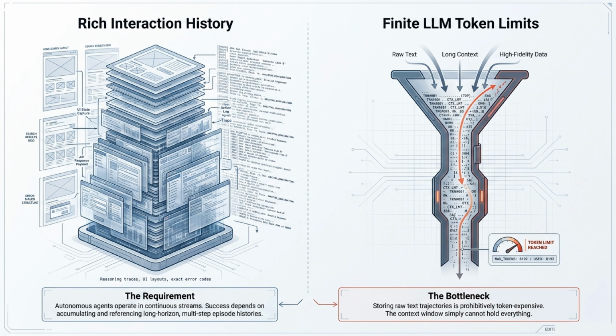To understand why this is necessary, let's look at the bottleneck we face today. On one hand, autonomous agents operate in continuous streams and need to reference incredibly rich, multi-step interaction histories. On the other hand, storing all these raw text trajectories is prohibitively expensive. Our LLMs have finite token limits, and the context window simply cannot hold everything.